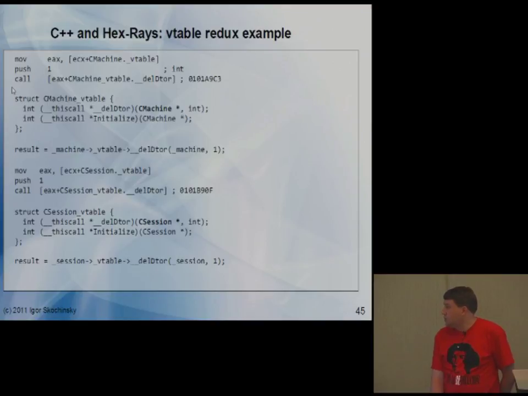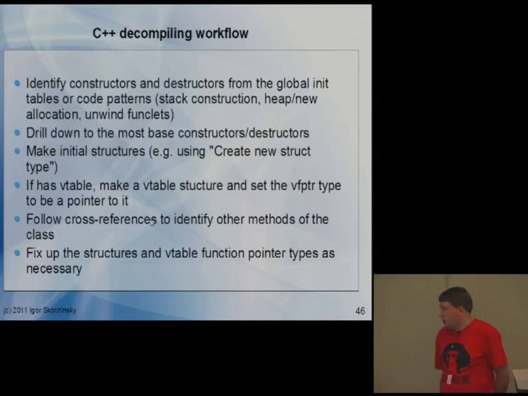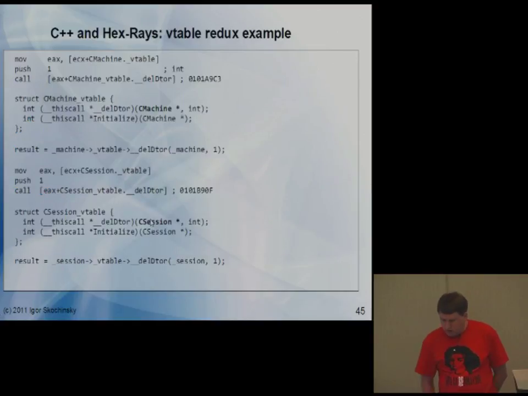So here we have a call which uses the CMachine class, and we set the vtable pointer type to the CMachine vtable, and because all the types match, we have no extra casts. And we have a similar call for, for example, the CSession object, and it uses the same kind of virtual calls, but the hidden this pointer needs to be the actual CSession class. And because of that, we need a separate virtual table with separate function prototypes. And if we use these separate virtual table types, we will have nice decompilation without extra casts.